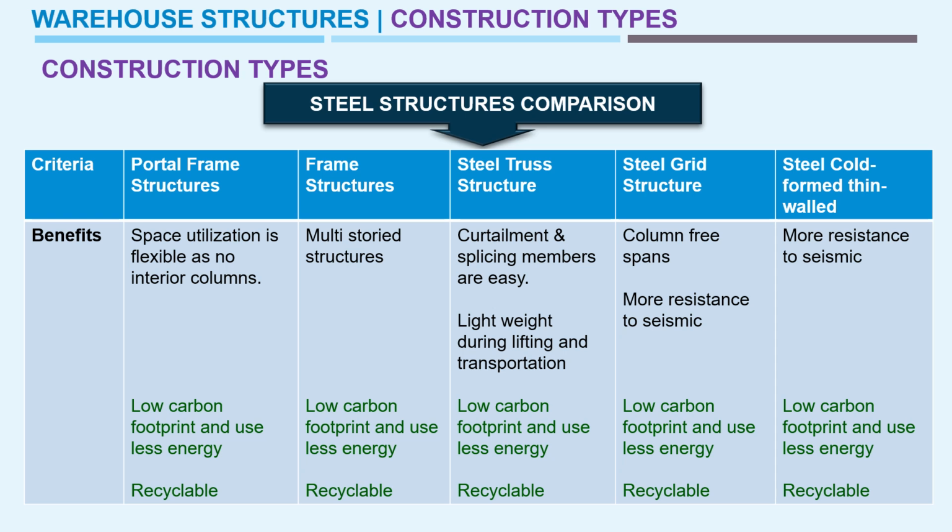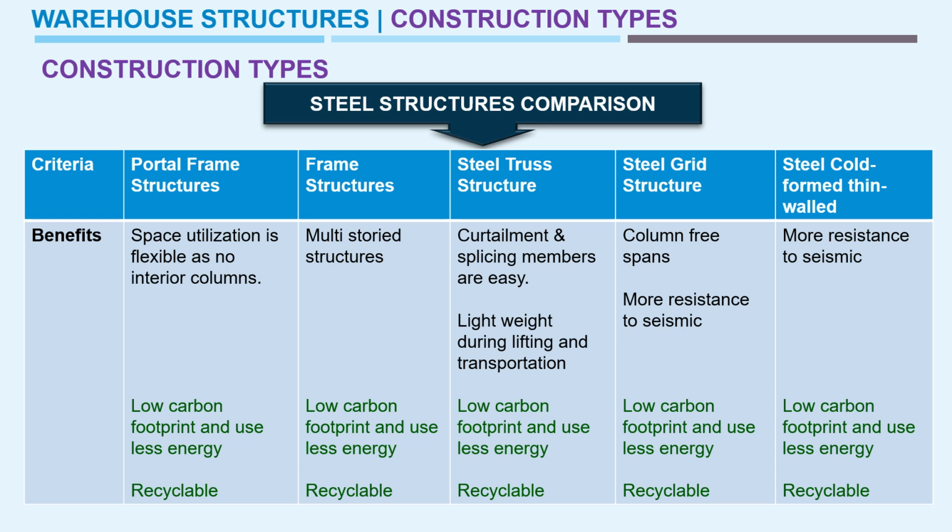And for steel grid, the benefit is column-free spans. It can span even more than 100 meters. Accordingly, in steel grid there is no column in between. So this also gives more space utilization and is more resistant to seismic. And steel cold form is also resistant to seismic.